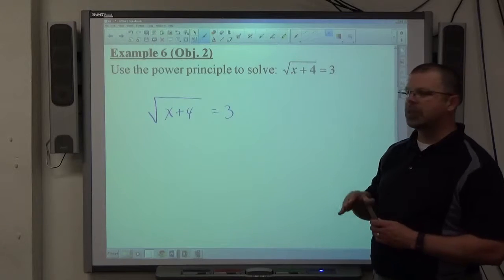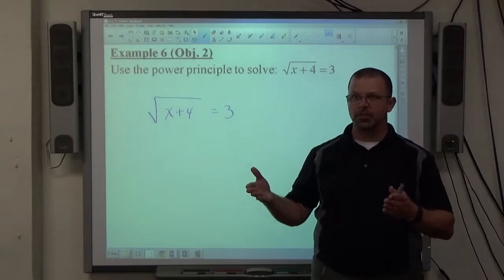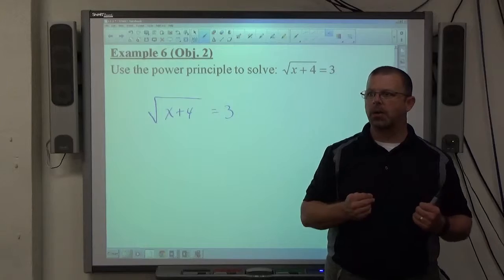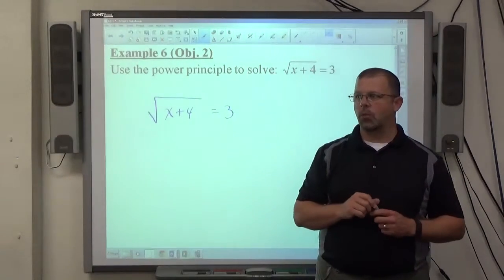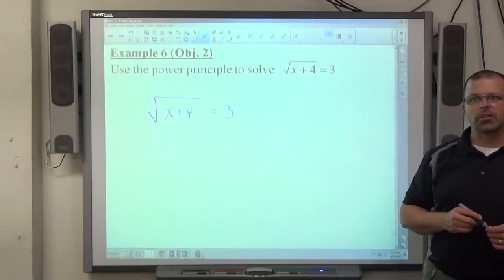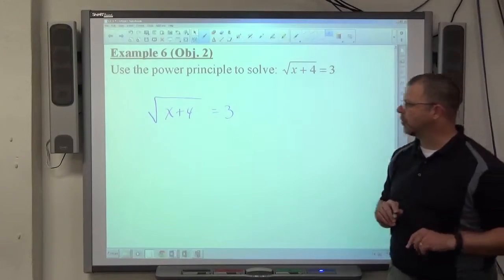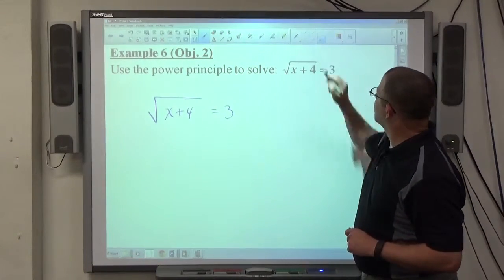Anytime you do one of these problems and one of your tasks is to raise both sides to the same power, know that whatever list of answers you get could possibly not work, and you have to throw out an answer or two when that happens. So we'll see that happening in at least one or two of the examples today.